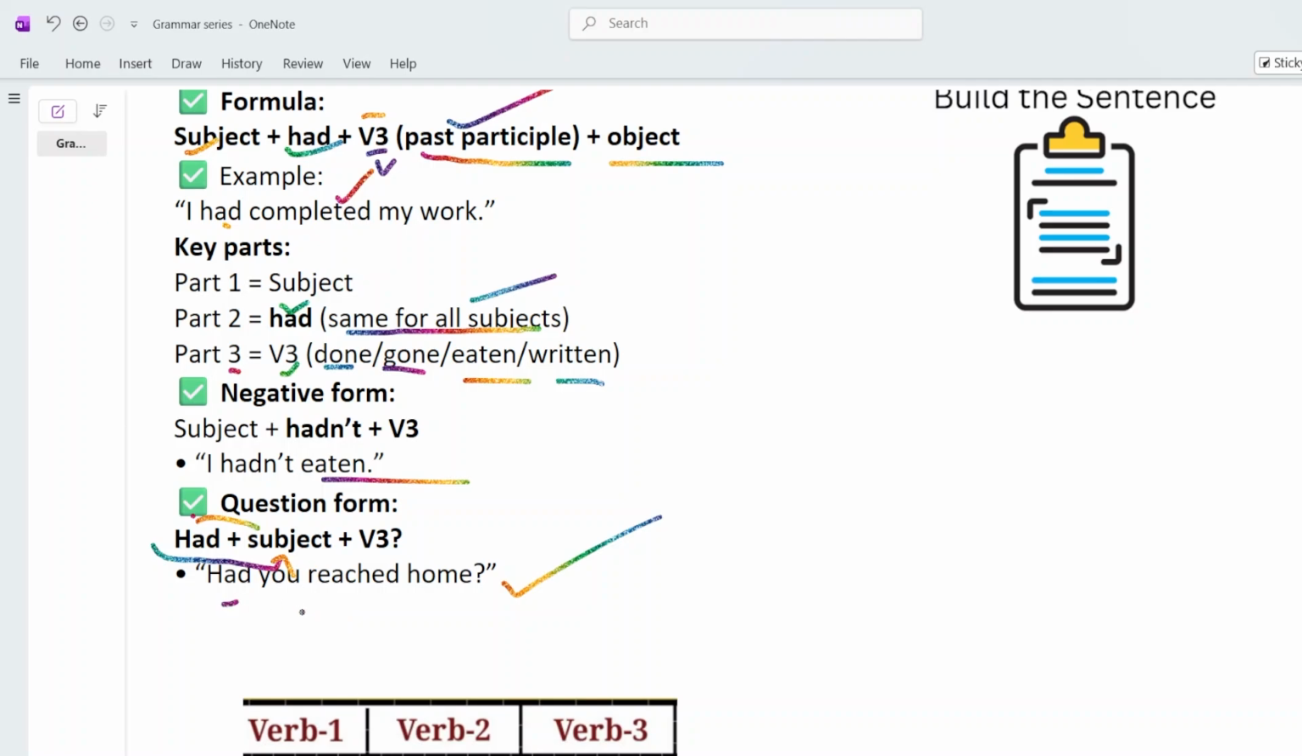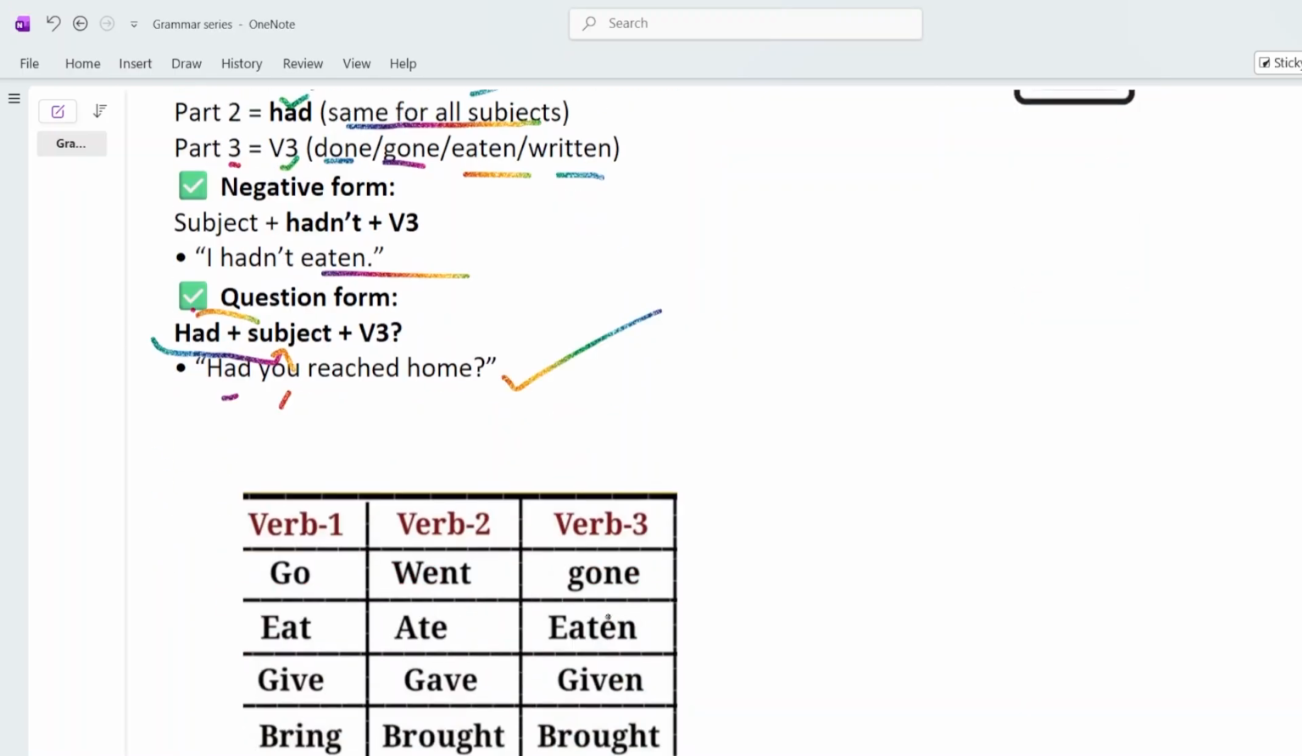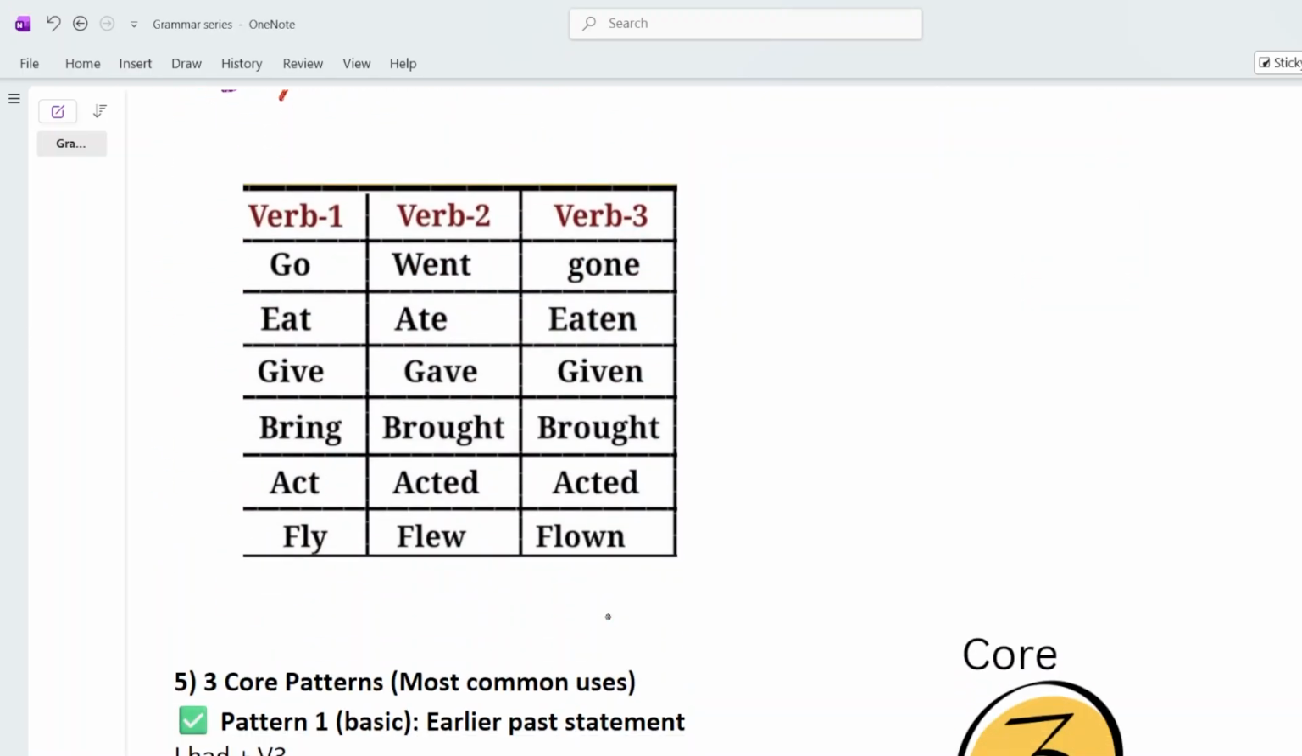So had, you is the subject. Had you reached home before I called? Things like this particular question format sometimes are confusing. However, it's very easy to remember. Whenever it's a question format, keep your auxiliary verb at the primary position and push the subject to the second position.